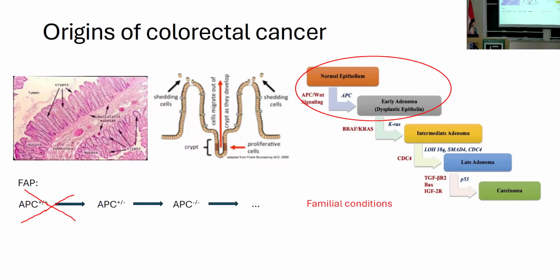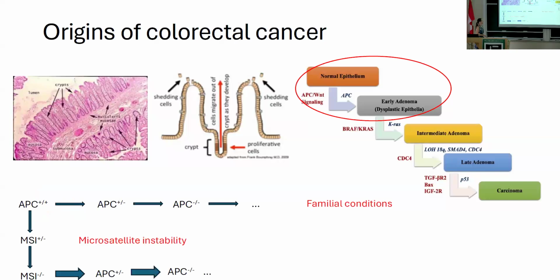So some people, unfortunately, are born with this first mutation that they inherit in the germline. So they start here. And this is called FAP, familial adenomatous polyposis. This population develops colorectal cancer in their teens, and nobody survives much longer. So that's one of the familial conditions. And I want to mention another familial condition.